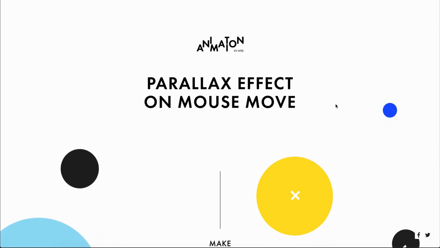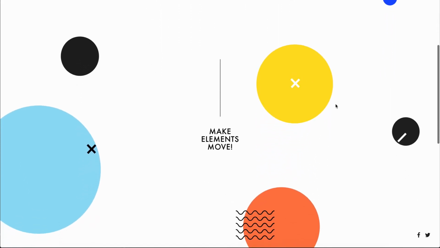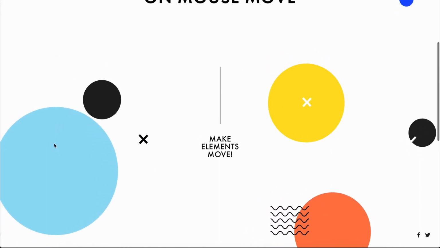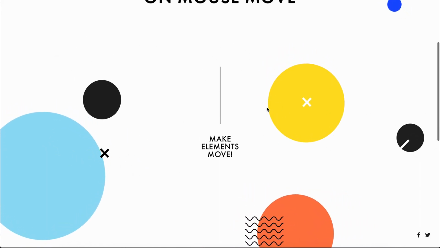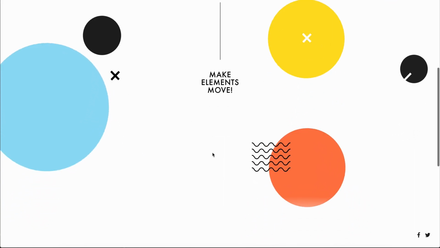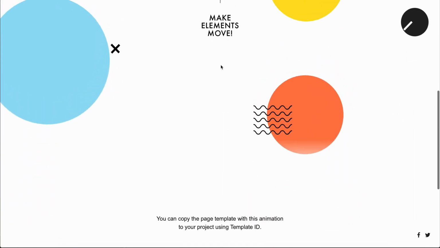In this video, I want to show you another parallax effect, parallax on mouse move. Here's what it looks like. When you move the mouse or cursor, the circles or other elements on this page move in the opposite direction from the mouse. Let's see how you can make this effect in the Tilda editor.